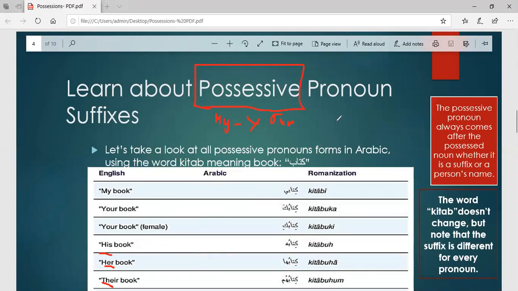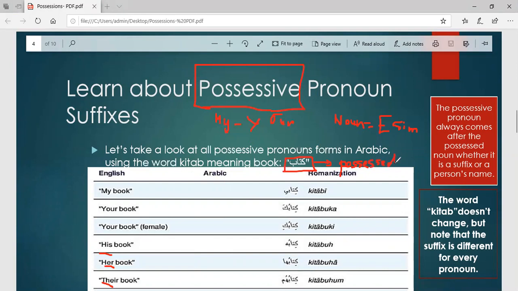And if you want to know what noun means, noun is ism, okay? So noun is what? Ism. Let's take a look at all possessive pronoun forms in Arabic using the word kitab. Here we have to mention something called the possessed noun, okay? Because when I say possessions, yani something I own, something you own, something they own, this is my book, this is your book, this is their book, okay? So that's why I call it the possessed noun.